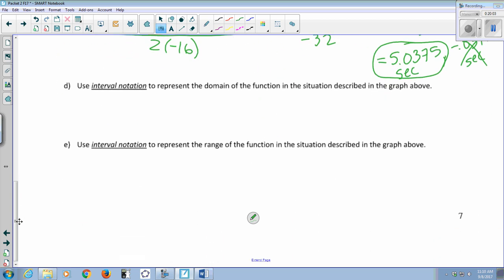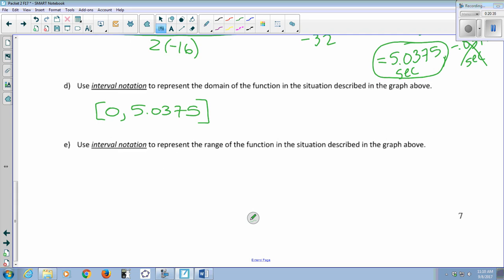Okay, so if I want to use interval notation to represent the domain of the function, right? The domain is a set of all times that you can use to describe the height of the baseball. We would say time 0 at the moment you throw it until it hits the ground, 5.0375, right? Because then once it hits the ground, that formula isn't going to apply anymore because it will tell you that the ball keeps falling, and it can't because the ground stopped it.